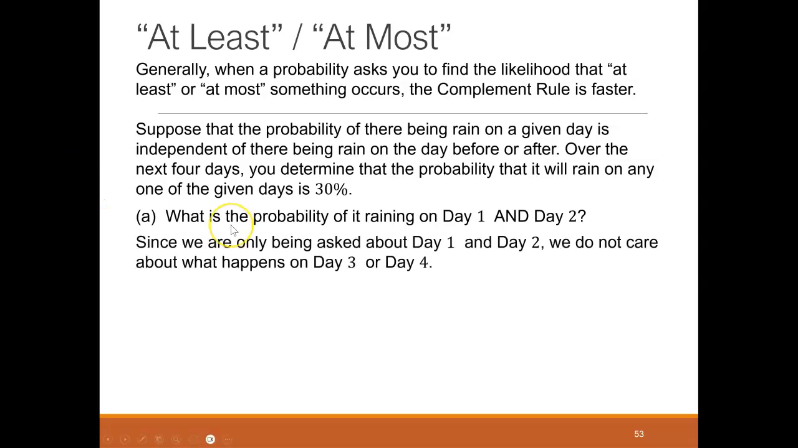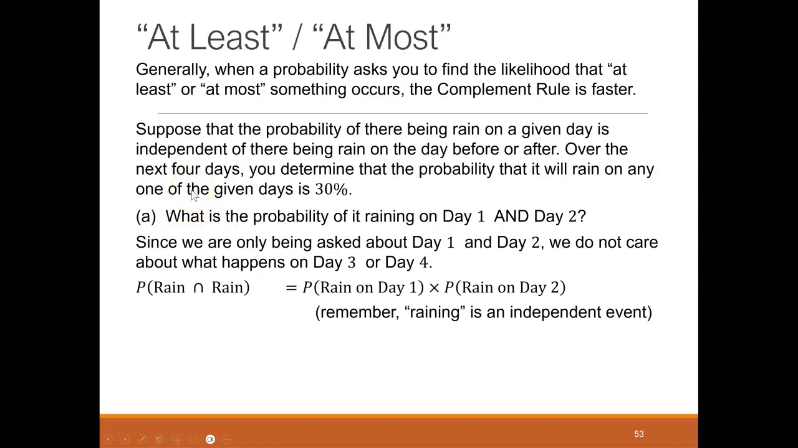So all we care about is day 1 and day 2. We don't care what happens on days 3 and 4, correct? So if it rains those days or doesn't rain those days, that's fine. So all we care about is the probability of rain and then rain again. So that's just going to be the probability of rain on day 1 times the probability of rain on day 2. Because these are independent events, it told us that in the problem, I don't have to do a conditional probability for the second day. Is everybody okay? So just 0.3 times 0.3. Easy enough.